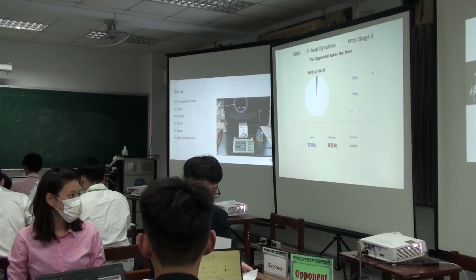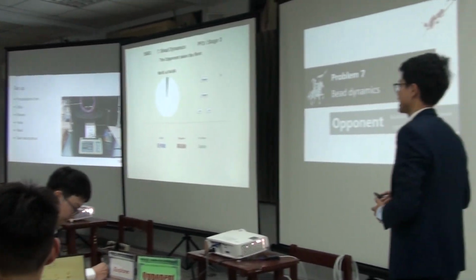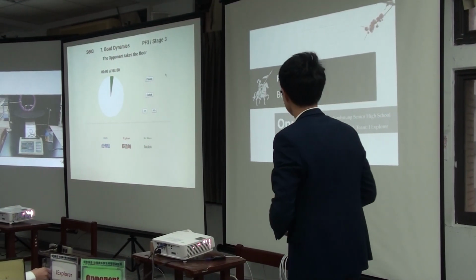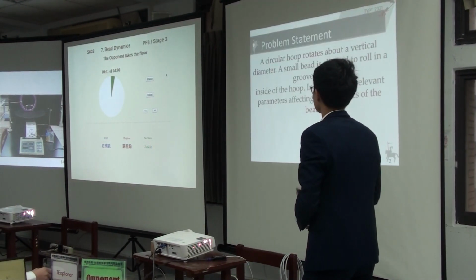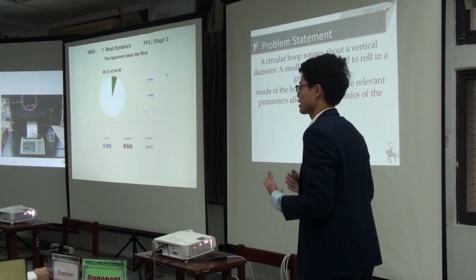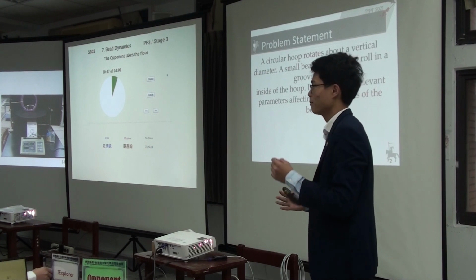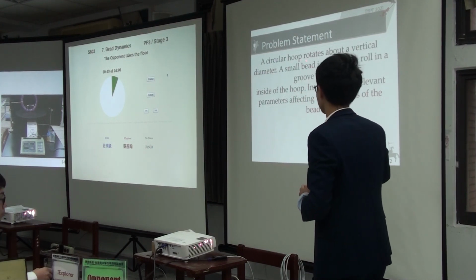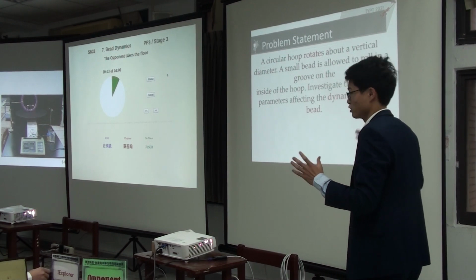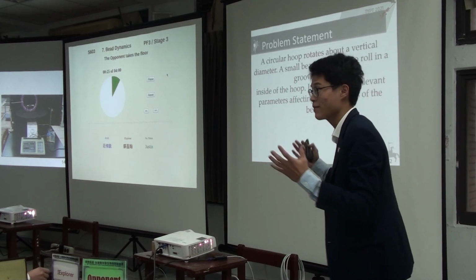Hi, juries, ladies and gentlemen. My name is Henry Xu from Think Explore. Today, I'm going to be the opponent of problem 7, dynamics. So, first of all, let's take a quick look at the problem statement. The problem statement basically means a circular hoop with a bead put inside a groove on the hoop, where the bead can go up to a certain point, and we investigate that dynamic motion.